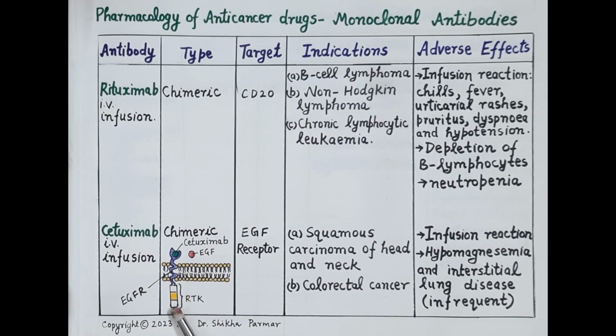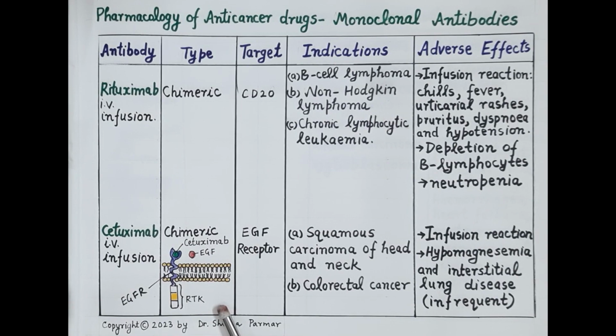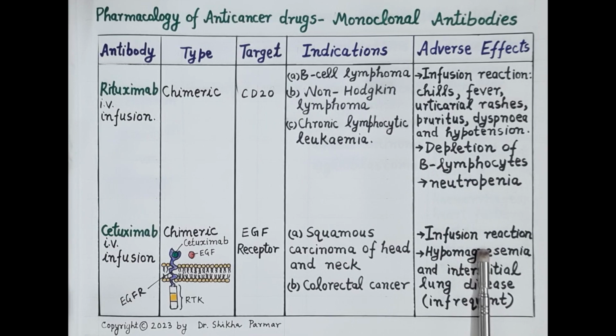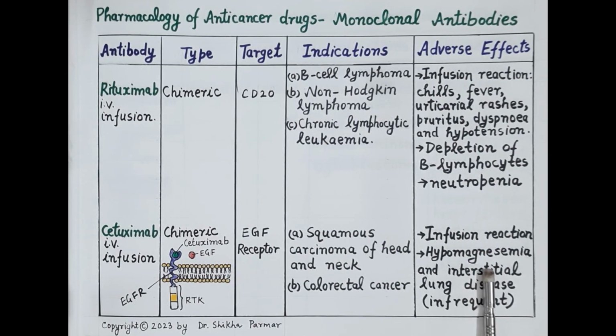So, this prevents phosphorylation of tyrosine residue, and further it prevents phosphorylation of signaling proteins. So, this prevents proliferation of cells. Now, cetuximab is indicated in squamous carcinoma of head and neck and colorectal cancer. Adverse effects include infusion reaction. Now, anaphylactoid reaction may also occur during the IV infusion. Then hypomagnesemia and interstitial lung disease can also occur, but this is very infrequent. So, this is the pharmacology of cetuximab.